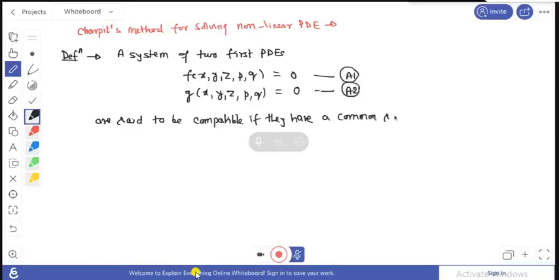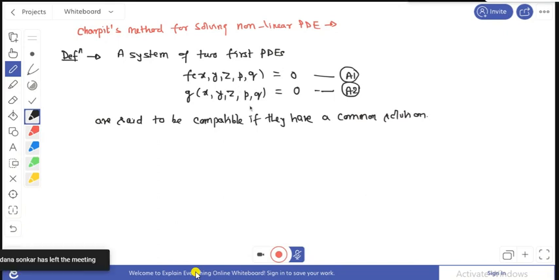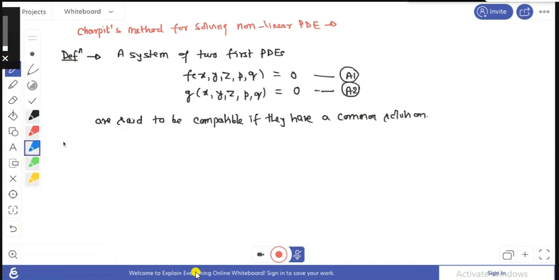अगर दोनों का एक ही सोल्यूशन आ रहा हो तो हम उन दोनों इक्वेशन के इस सिस्टम को कहेंगे कि this has a compatible system. Okay, and there is a theorem, and this theorem says how to check this thing.